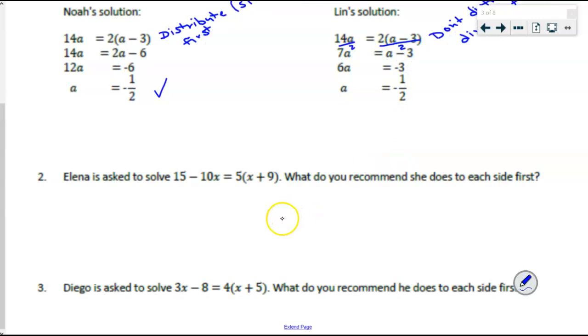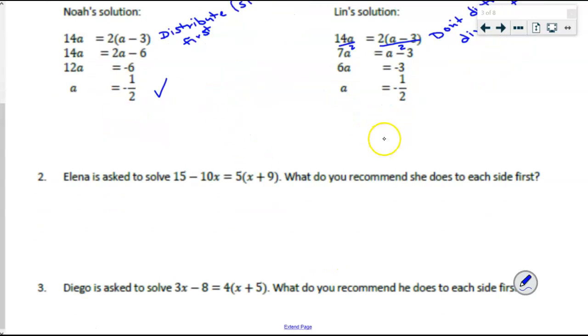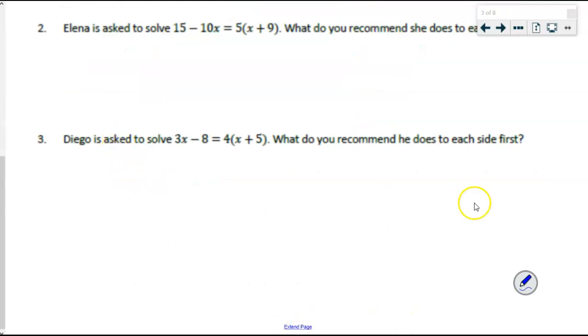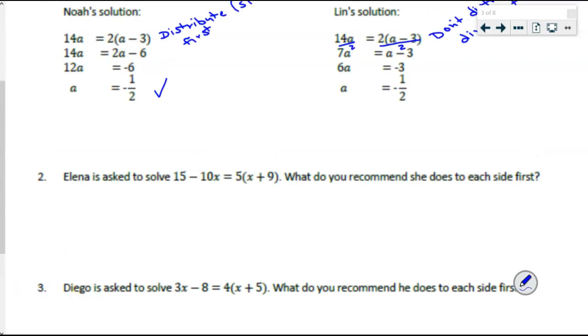Elena is asked to solve 15 minus 10x is equal to 5 groups of x plus 9. What do you recommend that she does to each side first? And again, take a look at what Noah and Lynn did. Could we solve it Noah's way? Could we solve it Lynn's way? Talk with your groups and figure it out. When you're ready, you can also move on and start discussing Diego. Talk with your groups. Pausing the recording.